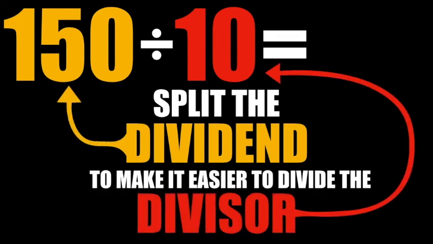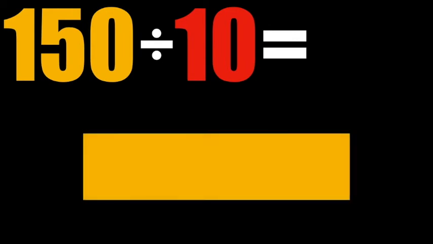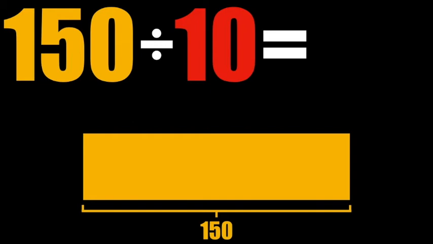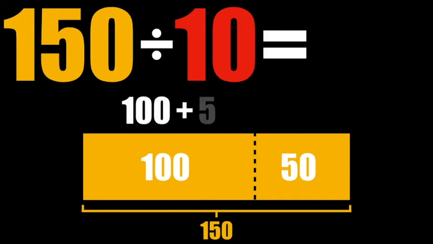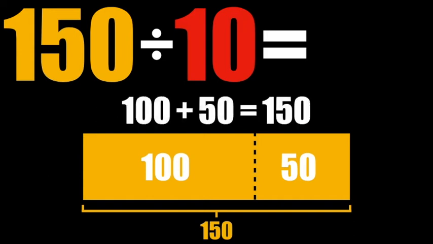For me, it's easier to draw something out or have a visual aid to help me figure things out. So here's a rectangle to represent our dividend, or the 150 Pokemon that I need to catch. We're going to split it into two separate parts to make it easier to divide by 10. Another way to look at it is we're basically saying 100 plus 50 equals 150.